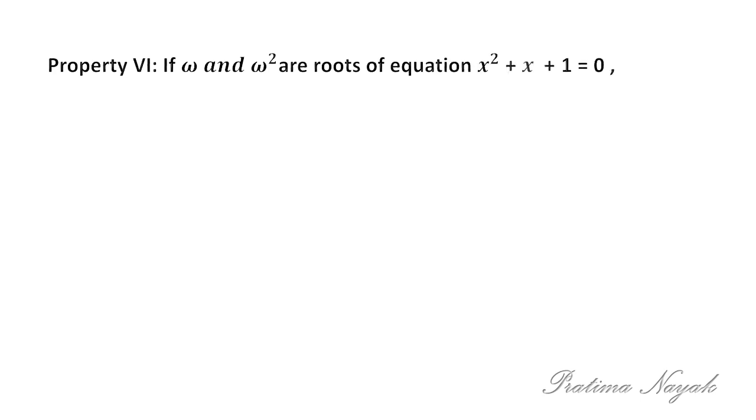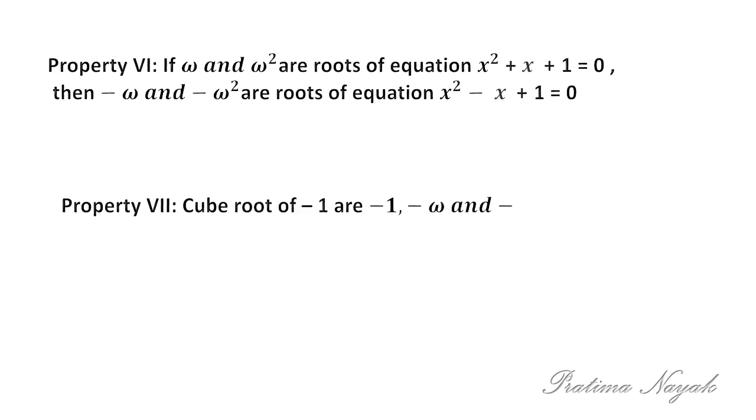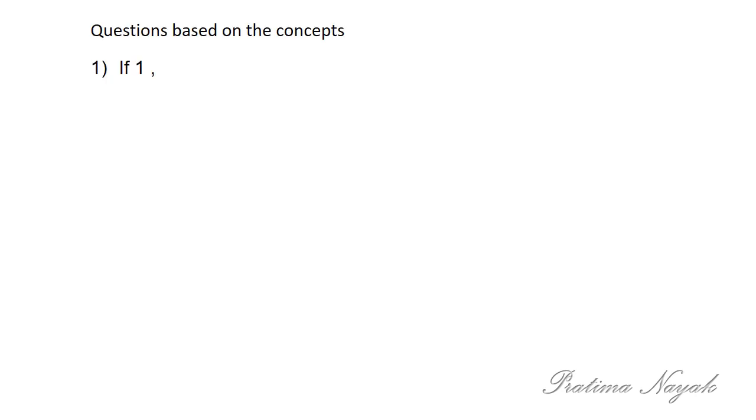If omega and omega square are the roots of the equation x square plus x plus 1 is equal to 0, then minus omega and minus omega square are complex roots of the equation x square minus x plus 1 is equal to 0. So the next property we can write is that the cube roots of minus 1 are minus 1, minus omega and minus omega square. Next we will see some questions based on this concept which are asked in many competitive examinations.